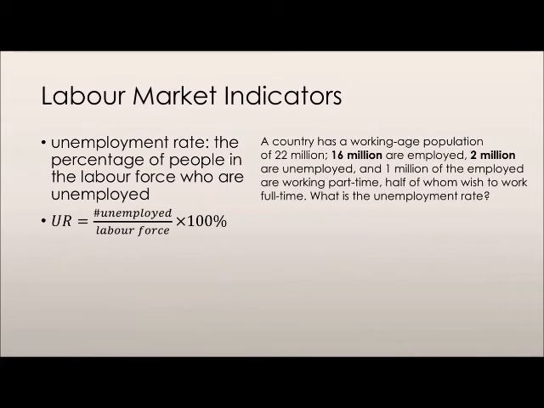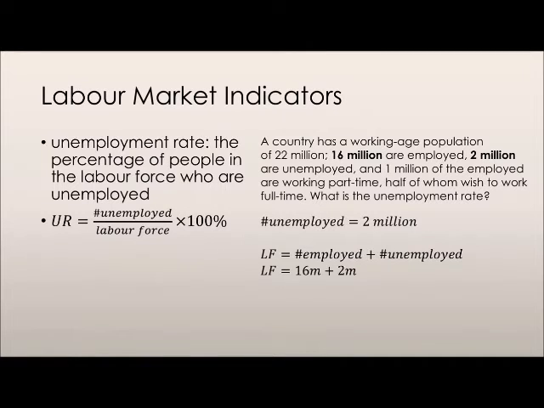So the number of people employed is 16 million. The number of people unemployed is 2 million. We're not explicitly given the labor force here, but we can calculate that. But let's start off with the unemployment rate. The number of people unemployed is given to us, 2 million. Simple as that. But the labor force isn't given to us. But if you remember, we do know that the labor force is equal to the number of people employed plus the number of people unemployed.